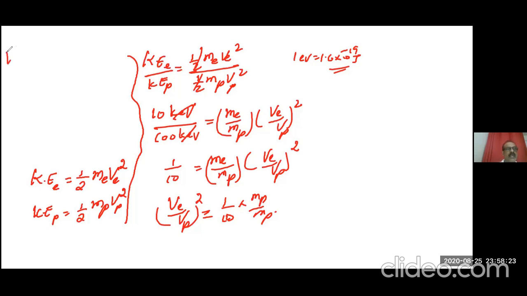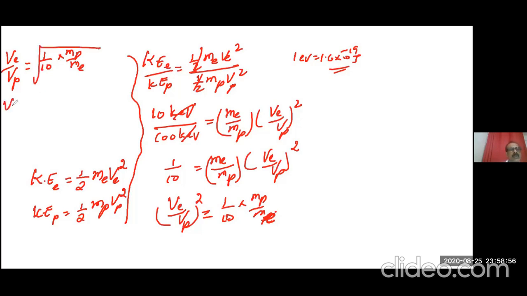And we can calculate the V by Vp ratio is equal to 1 by 10 into Mp by Me. V by Vp is root of Mp by Me, right? Isn't it? Yes. Mp by Me, root.